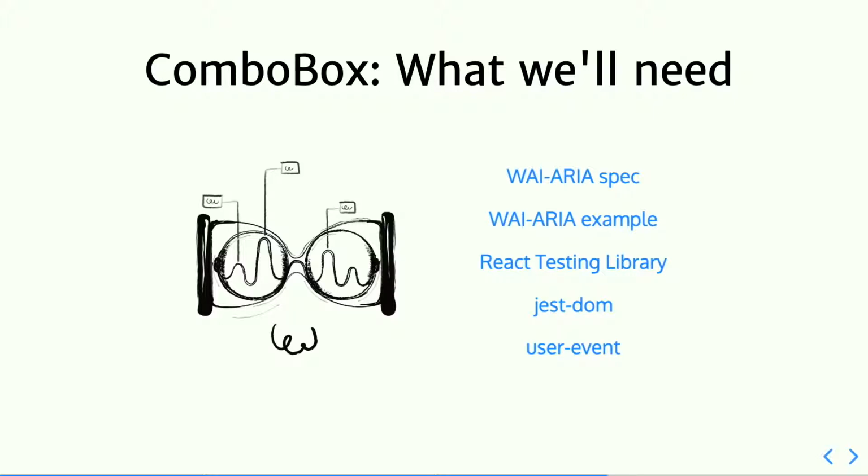So if we get on that task of building a combo box, what would we actually need? So we need this WAI-ARIA spec. How many of you have heard about this WAI-ARIA? Yeah, just a few people. So this is W3.org. It's a body that creates specs for the web. It's a non-profit organization, and they have this accessibility interaction spec that we can open here.